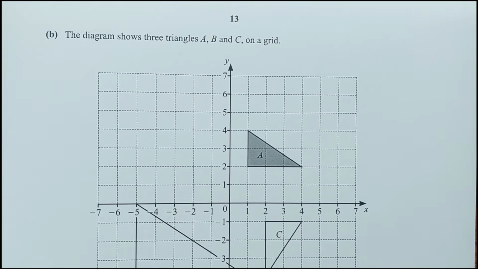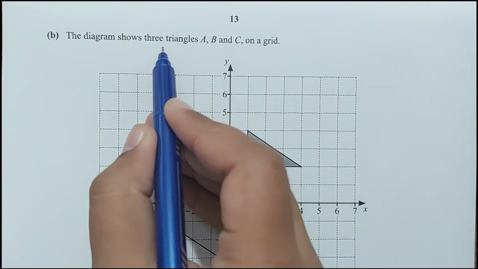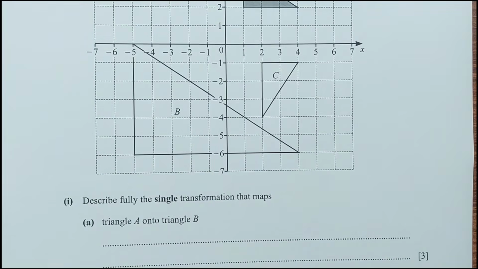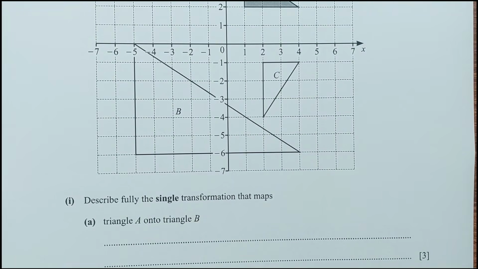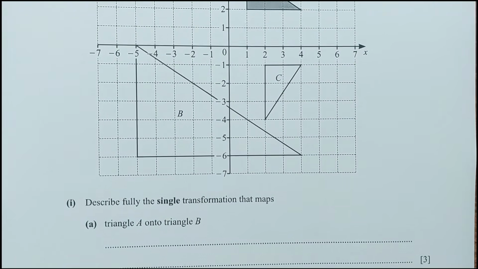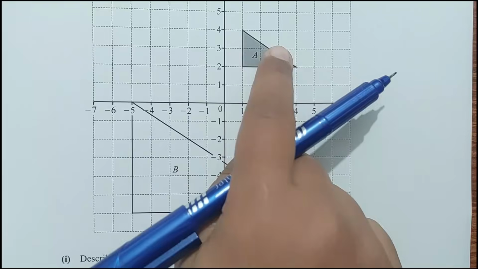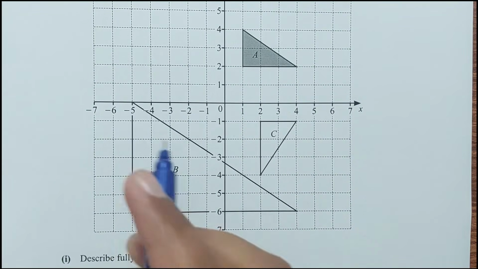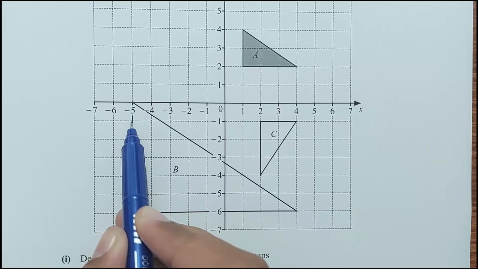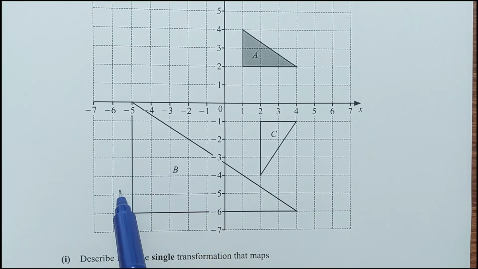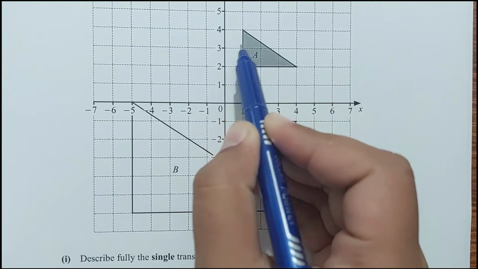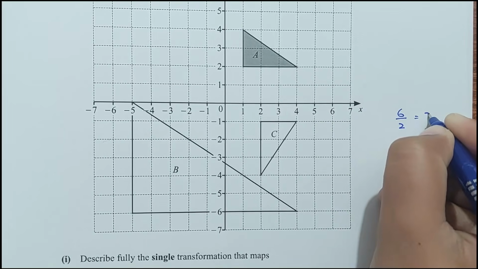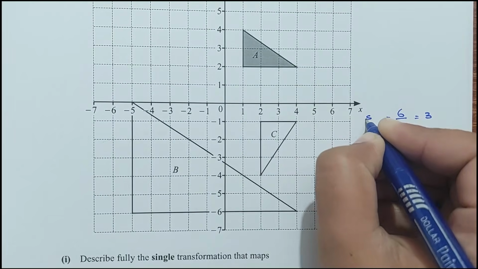Now for part B, the diagram shows three triangles A, B, and C on the grid. Number 1, describe fully the single transformation that maps triangle A onto triangle B. A to B, this is an enlargement. The scale factor: we can say 1, 2, 3, 4, 5, 6, and 1, 2. So 6 out of 2 is 3. The scale factor is 3.